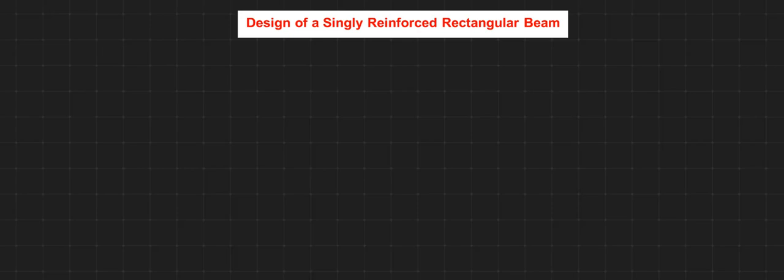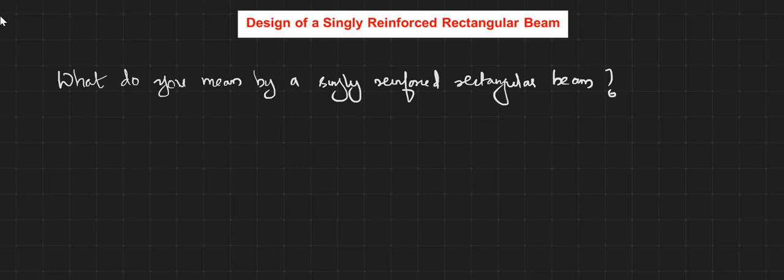Welcome my dear students. So today's lecture we are going to see the design of a singly reinforced rectangular beam. So first you need to understand what do you mean by a singly reinforced rectangular beam.